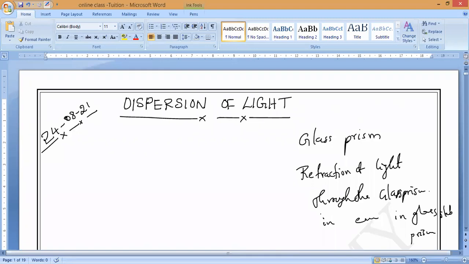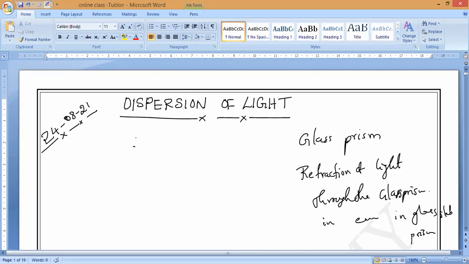Now, in today's class, we are going to study dispersion of light. What do we mean by dispersion, how it started, where it started, and who discovered it? All these things we'll discuss now. Let us come to the first one.